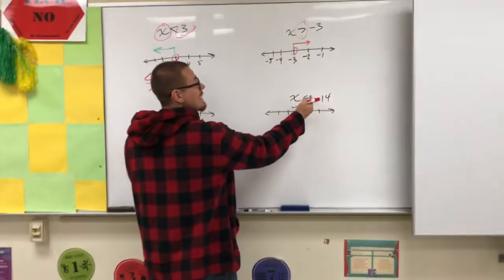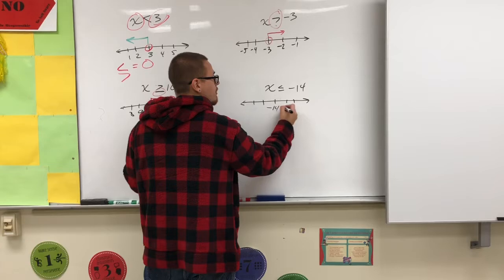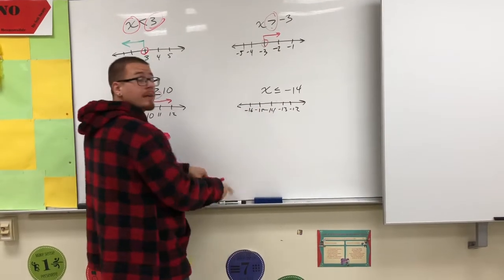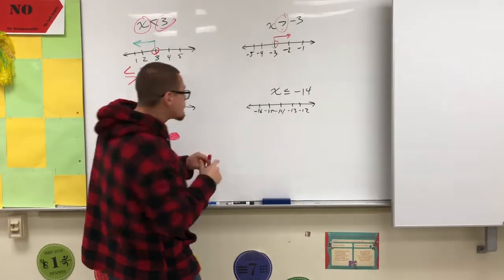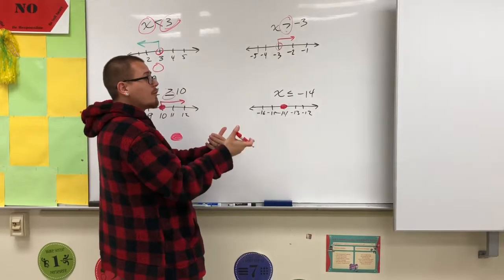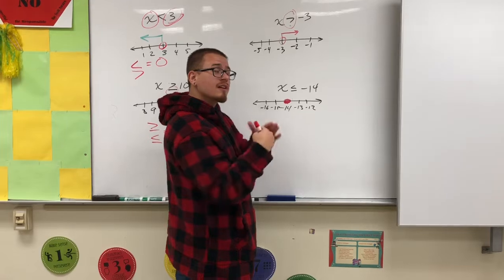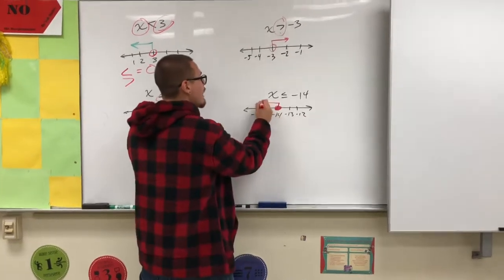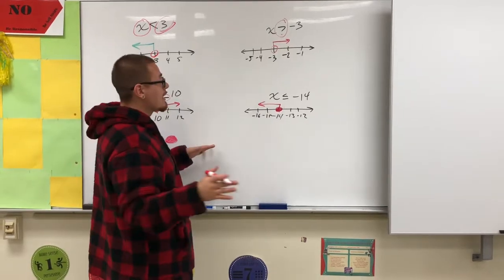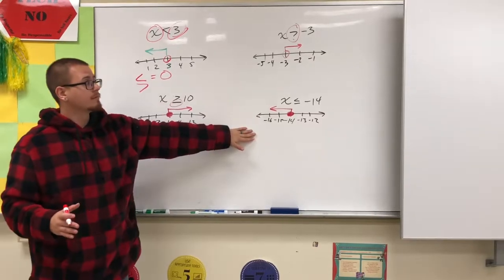For x is less than or equal to -14, same concept, drop your numbers in. It's going to be a closed circle. Which numbers are smaller than or equal to -14? Well, it's not -13 because we know going to the right makes a bigger or a larger number. We're going to go to the left. So -15 works, -16, -100, on and on and on. So right here, guys, this is how you graph inequalities on a number line.